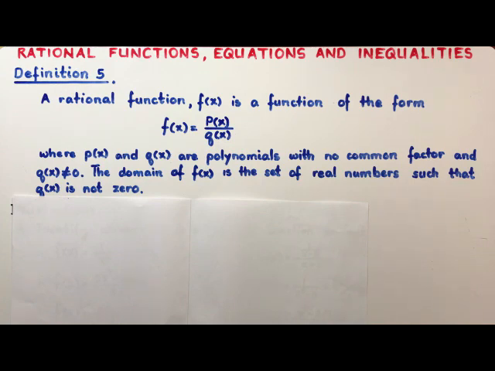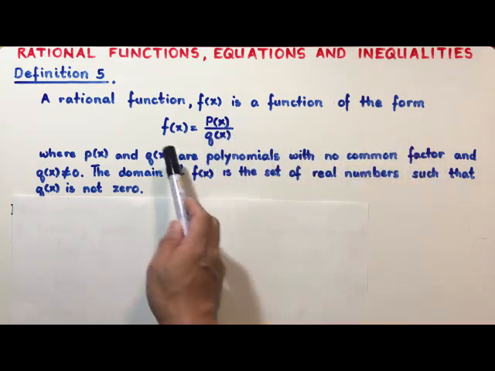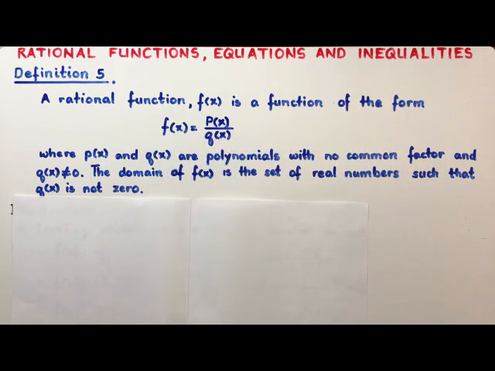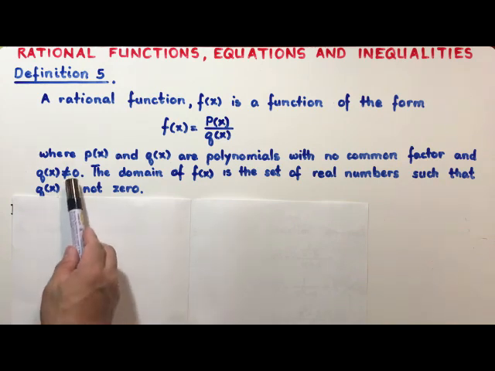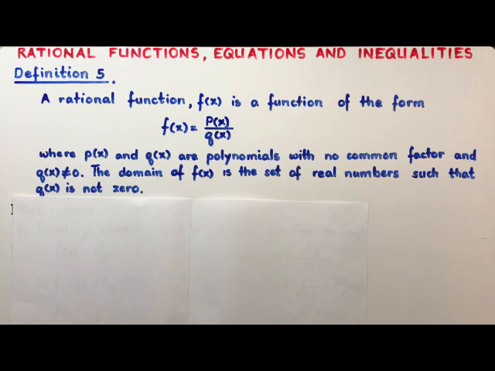So I have written here a definition of a rational function. A rational function, f of x, is a function of the form f of x is equal to p of x divided by q of x, where p of x and q of x are polynomials with no common factor and the q of x must not be equal to 0. The domain of f of x is the set of real numbers such that q of x is not 0.